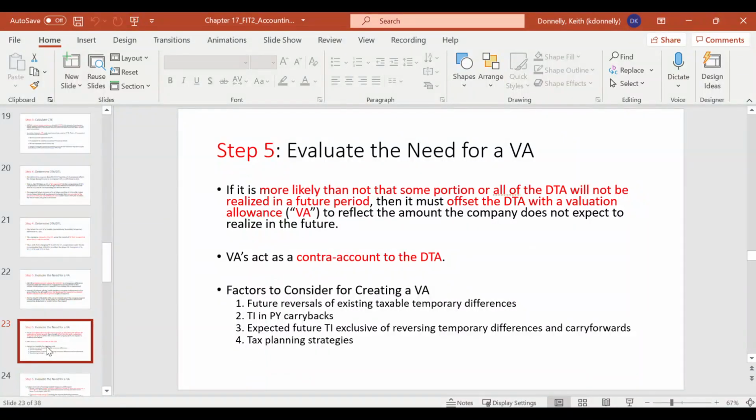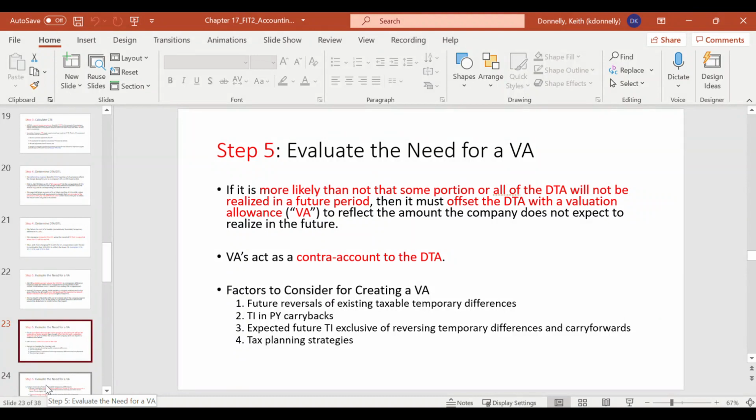In short, we look to different factors. We have a DTA. We look and we say, are we actually going to be able to use this? Are we going to have taxable income in light of different things? And if we aren't going to be able to use it in full or part, we have to do an offsetting account, a valuation allowance.